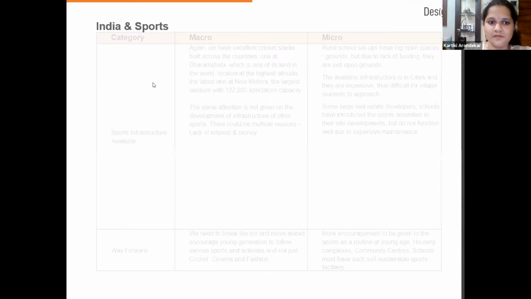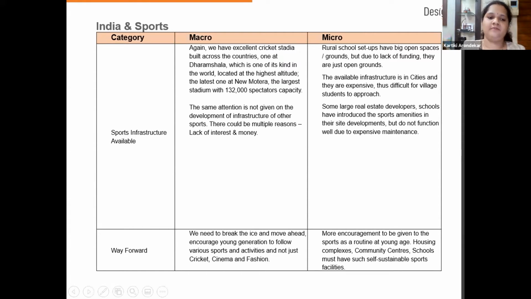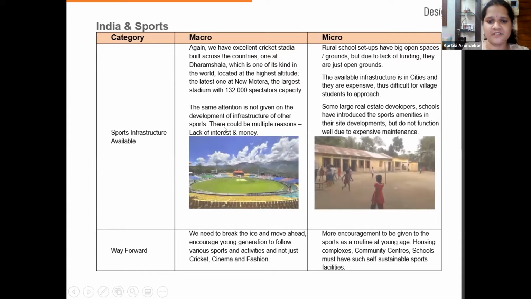So going forward, why do we lack and what is the infrastructure in our country today? We have excellent cricket stadiums built across the country. One is at Dharamshala, which is a beautiful location at the highest altitude, and the second is at New Motera with the largest capacity of 1 lakh plus spectators in the entire world. But the same attention is not given to the development of other infrastructure. There may be multiple reasons. I feel it is a lack of interest or inclination of people towards other sports, and the finance factor as well. In rural setups, you have big open spaces and playgrounds, but due to lack of funding, they're just open grounds. They're not developed, and the available infrastructure in the cities is very expensive, so it is very difficult for village students to approach.